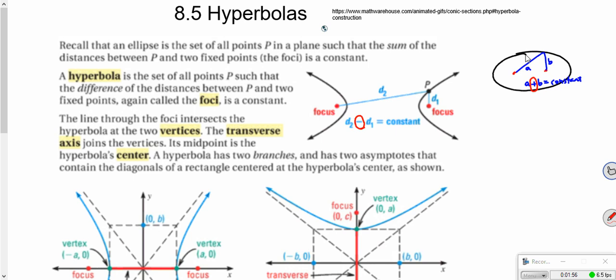So again, on ellipses, the distance from the foci to any point, the sum is constant. On hyperbolas, from a point to the foci, the difference between those distances is constant. So once again, I'm going to try this. I did this on the ellipse. This is kind of a GIF. I don't really like this one as well as I liked the ellipse one, but let's see if this maybe helps a little.